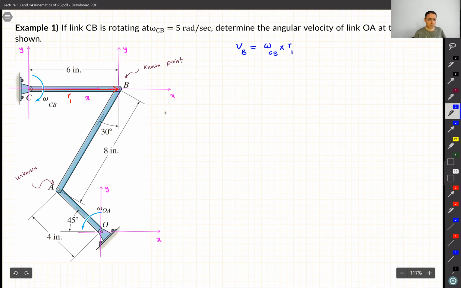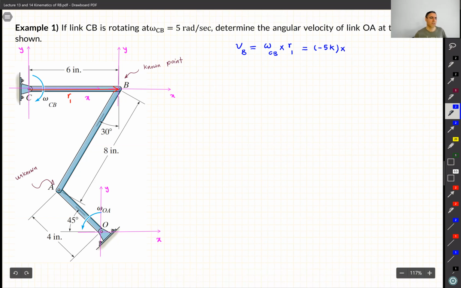R1. Do I know the information? Yes, we do. What is omega CB? It says it is 5 radian per second. We will look at the picture. It is clockwise. Clockwise, we know it's negative. So minus 5K. And remember, everything has to be in vector notation.